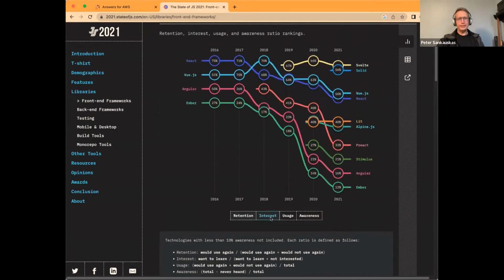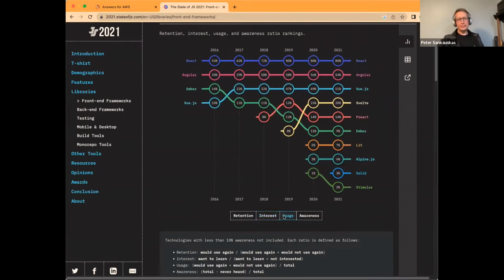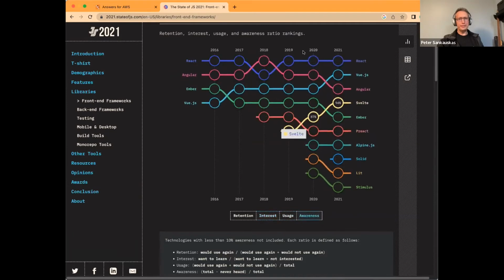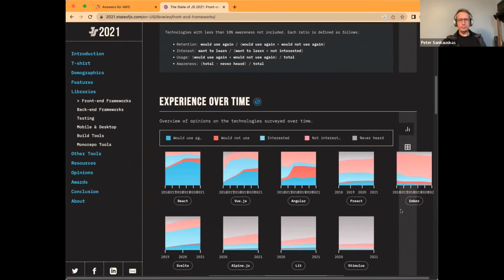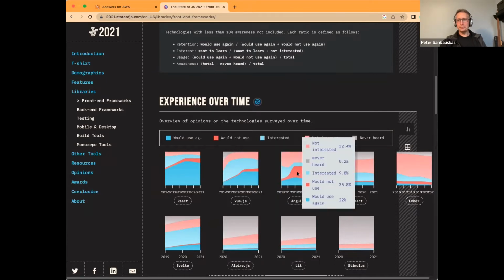Then you've got, well, what is the interest in this? Are people still using it? People are still using React. But surprisingly, still a lot of people using Angular. Not a lot of interest in Angular though, and the awareness of these different services. So my goal is to get to something like this. And then over time, you can start to build charts like this, where you can see the love-hate relationship with different services.